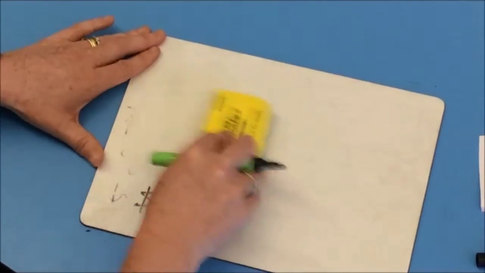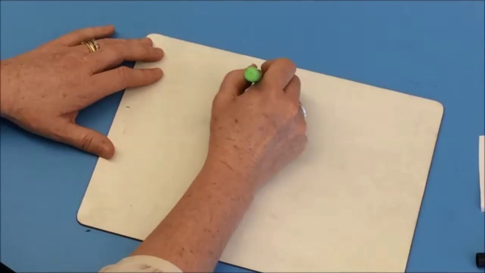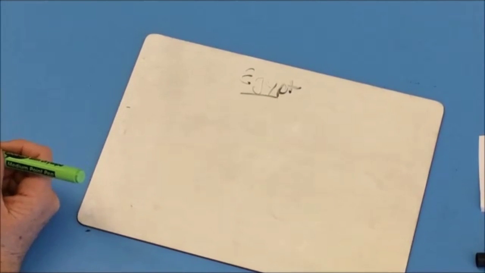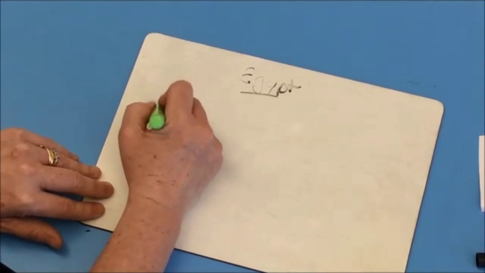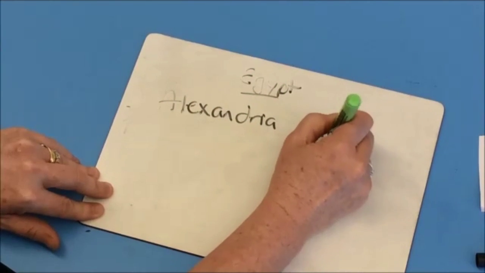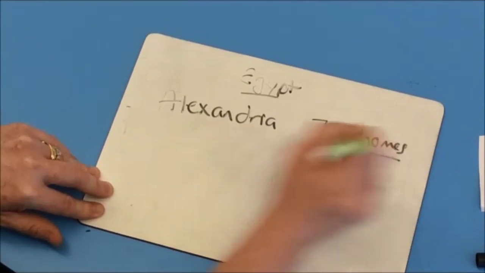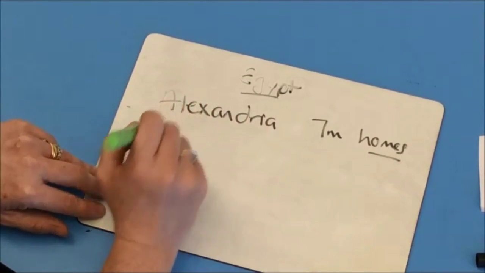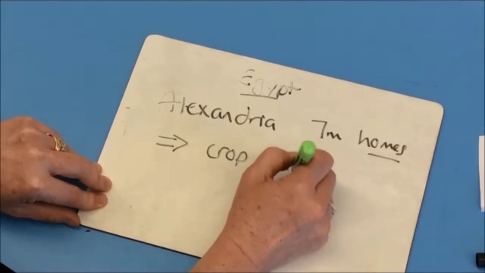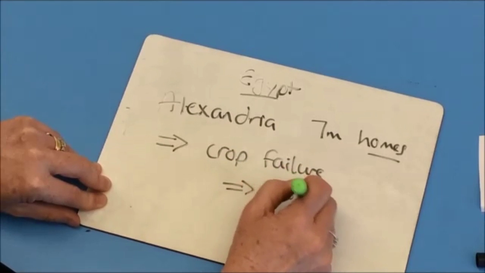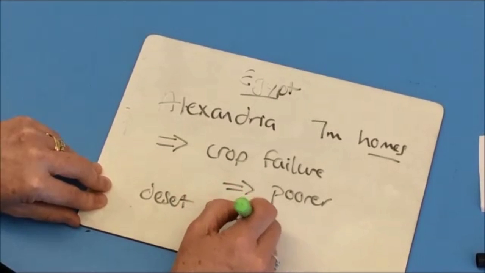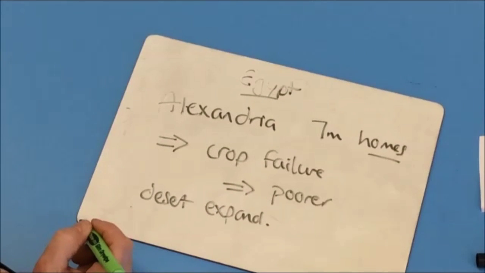Let's have a think about Egypt though. And in Egypt, people may get poorer. In Egypt, there will be a rising sea level, which means Alexandria will flood and 7 million people may lose their homes. Unreliable rainfall patterns may lead to crop failure, which will make people poorer. The desert will expand, meaning there will be less area to cultivate crops on.